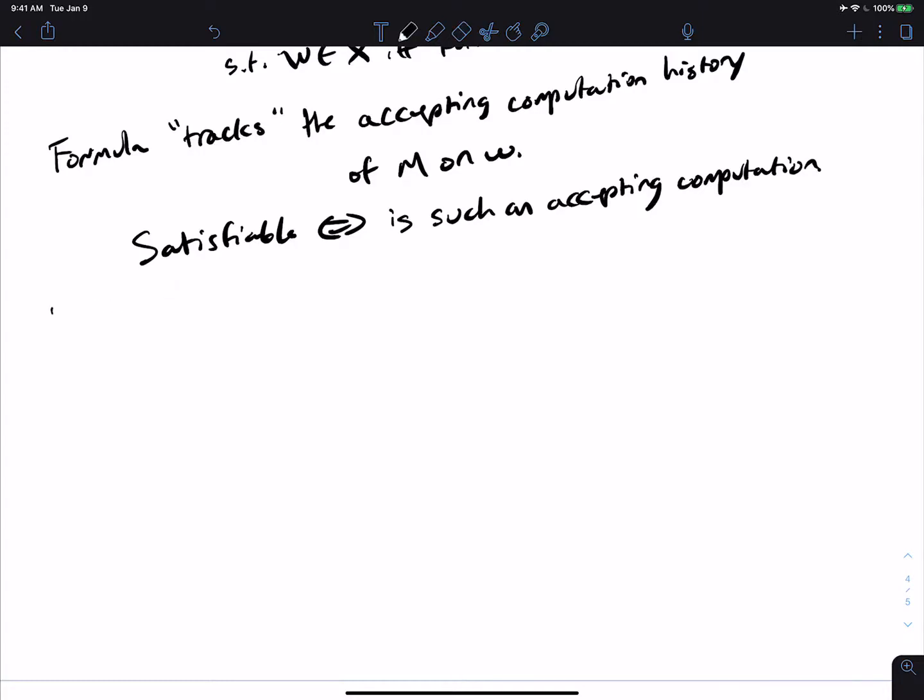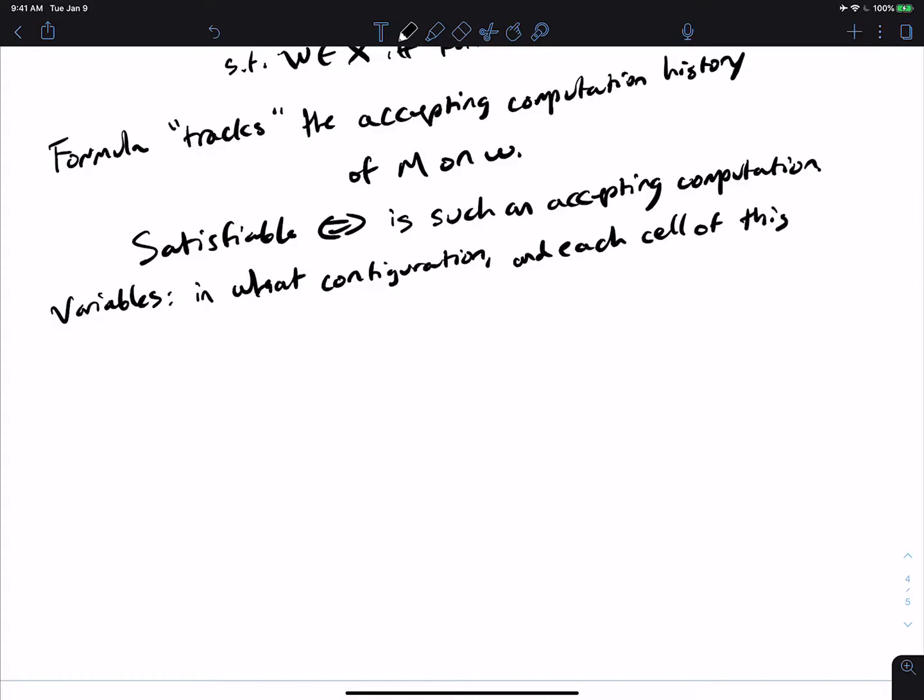So the variables, essentially, I'm lying a little bit, but they're basically saying in what configuration, and in each cell of this configuration. So in what configuration and every cell of each configuration, what tape cell is there.